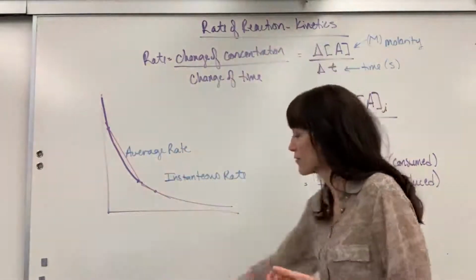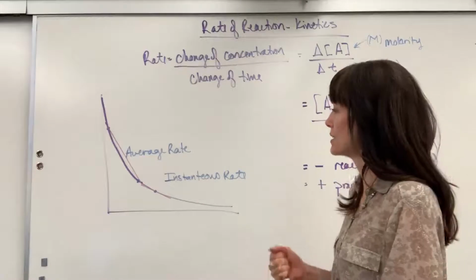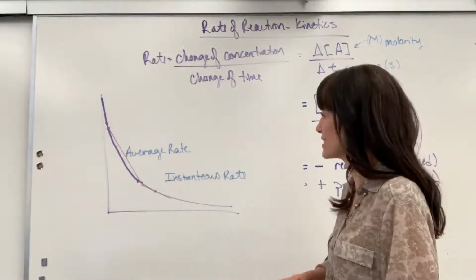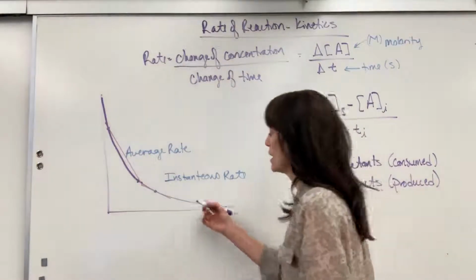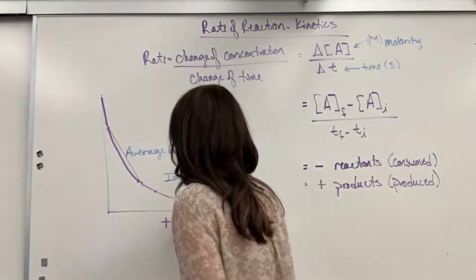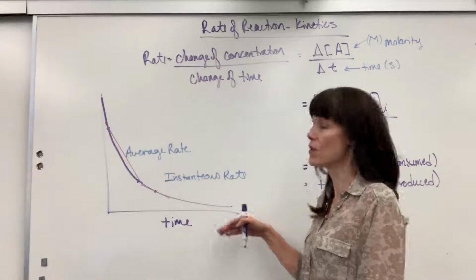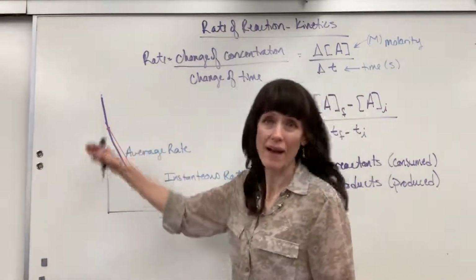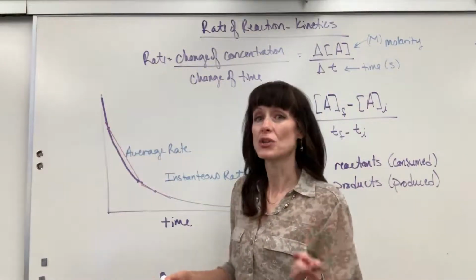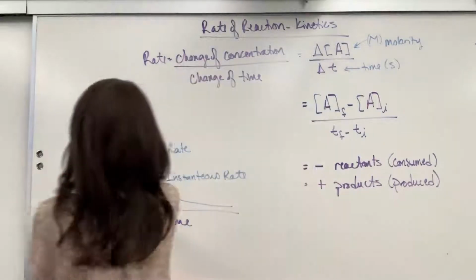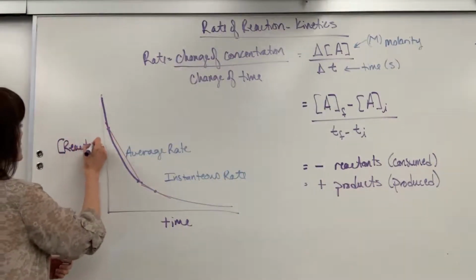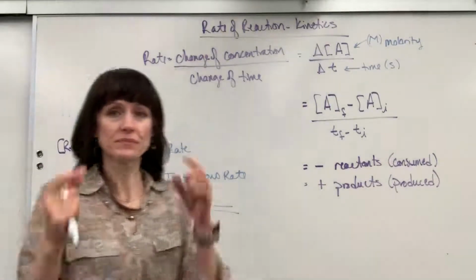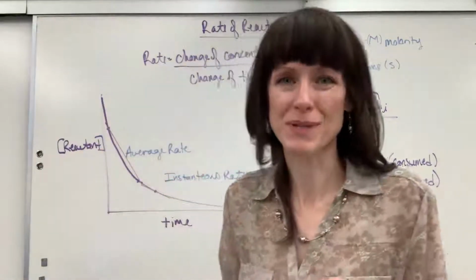So I have a graph right here, and let's go ahead and label the two axes. So this exponential decay that you see is going to be, for the x-axis, time. We are decreasing. The y-axis is going to be the concentration of reactants. So I'm going to put in brackets right here, this will be our reactant.